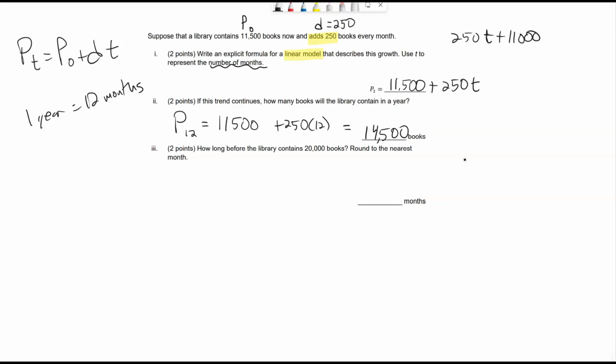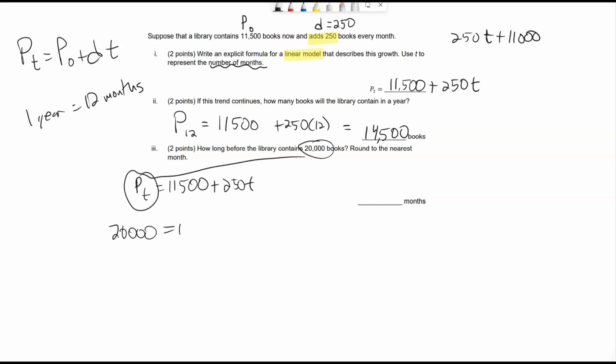Well, that 20,000 in our formula would go for P sub t. So our formula here, P sub t equals 11,500 plus 250t. We wouldn't plug it in for t. That's not how many months. We would plug that in for the P sub t to get 20,000 equals 11,500 plus 250t.